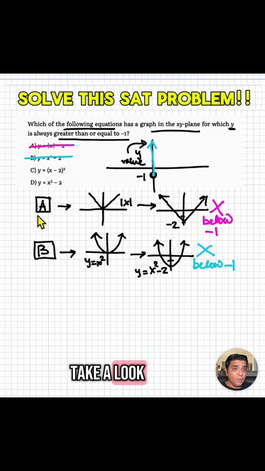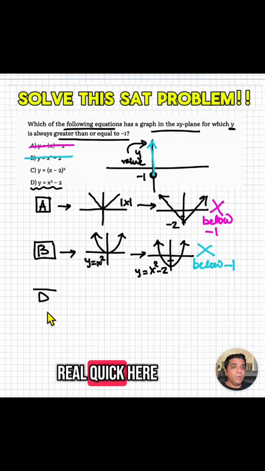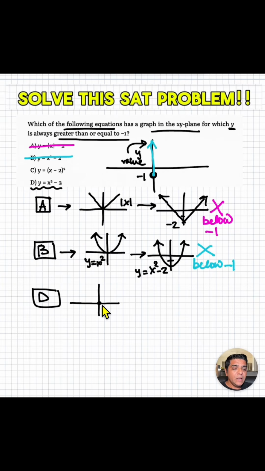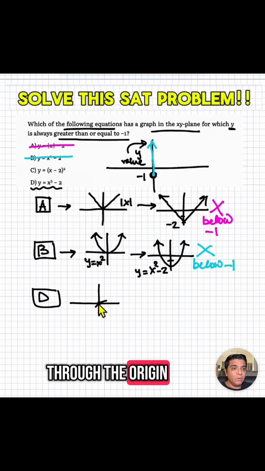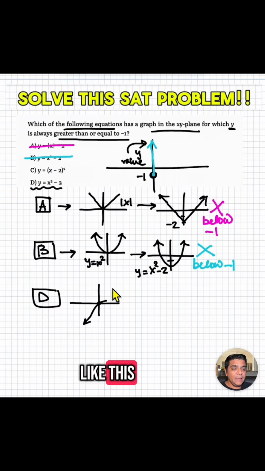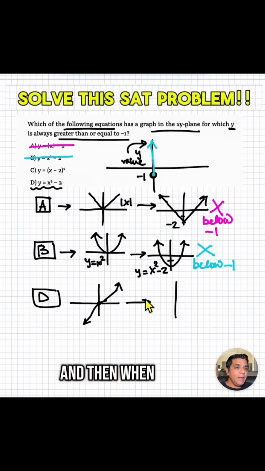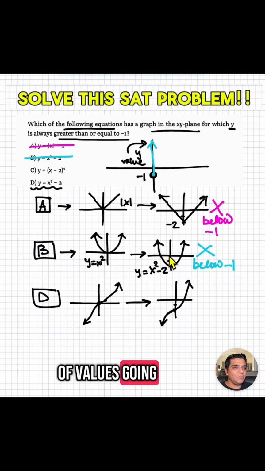Now let's take a look at choice D real quick here. So what we have is x cubed minus 2. It's a cubic function. So we know the cubic function is going to pass through the origin, and it's going to look something like this. It's going to go this way, and there we go. And then when you transform it, it's going to go down 2 units as well. But here you see clearly there's a lot of y values going below the -1. So that's also not a choice that's possible. That's everything below the -1 or equal to -1.